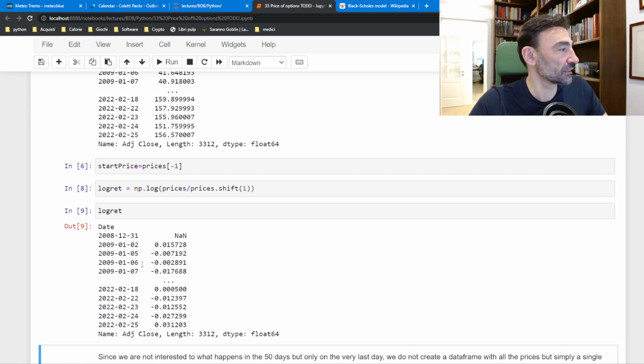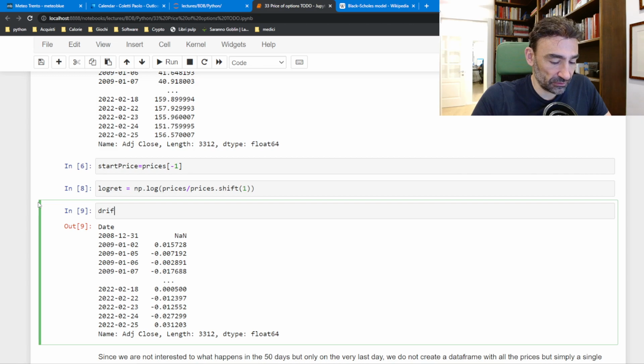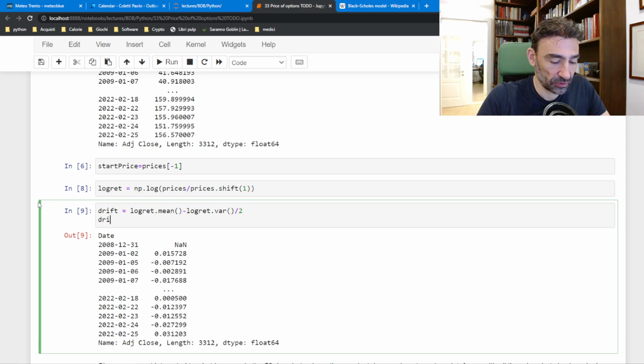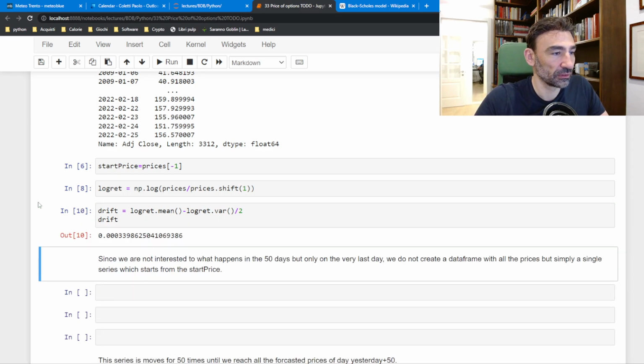Yes. And now the drift, which is log_ret.mean minus log_ret.var divided by 2. Let's also take a look at it. This is the drift, it's positive, so it's going to go up.